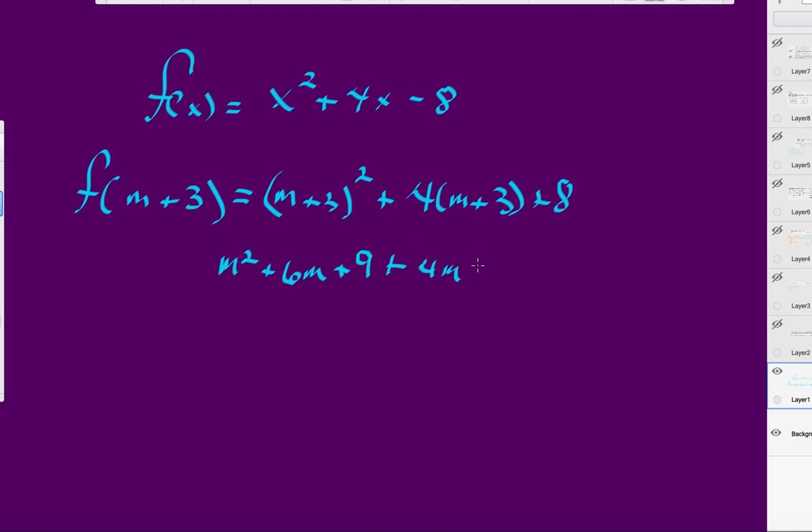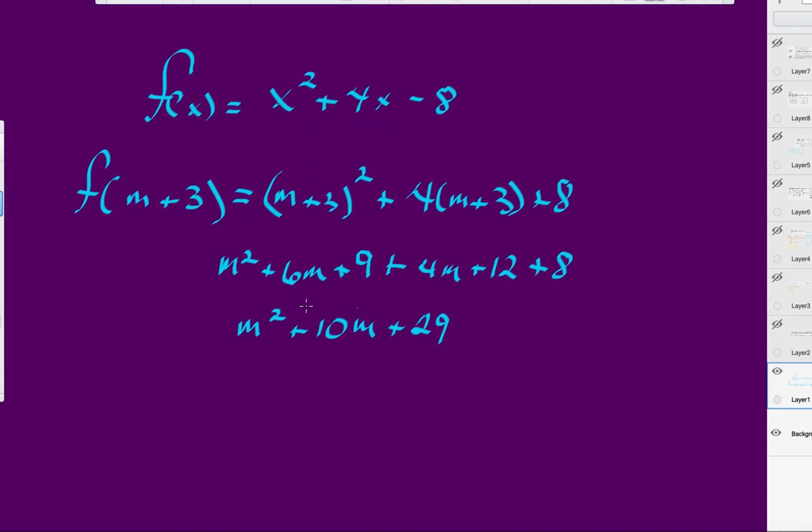4 times 3 is 12. And then we're going to add 8 to that. Right? I don't have any other m squared terms, so I'm going to leave it as m squared. I do have 2 m terms, and I'm going to add them together to get 10m. And I have 9 plus 12, which is 21 plus 8. That must be 29. Okay, so that's inputting a binomial in for x.